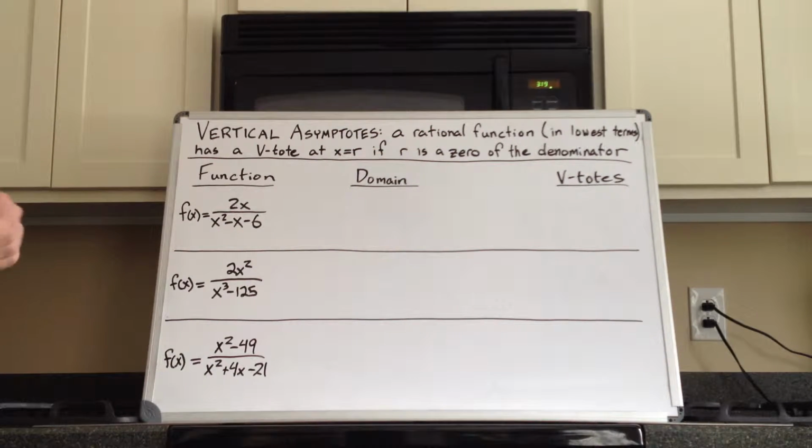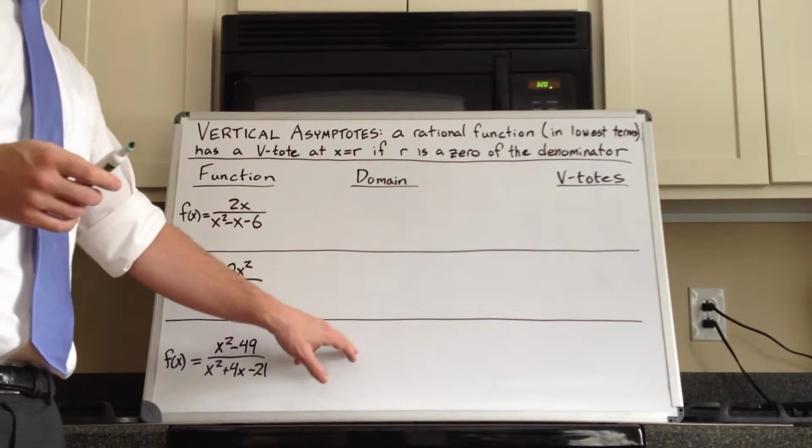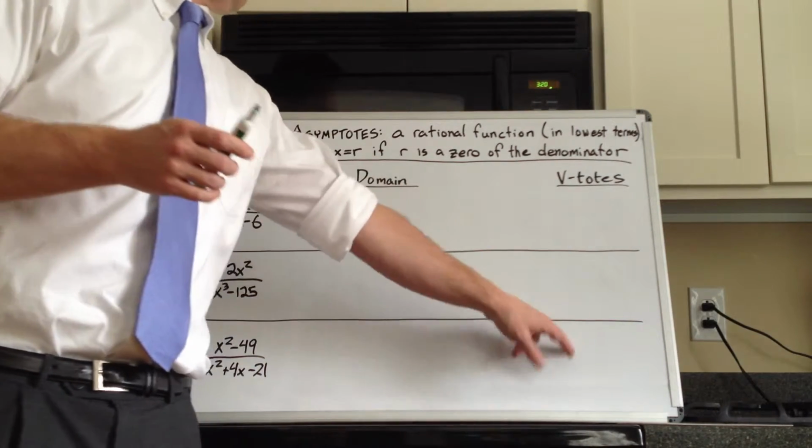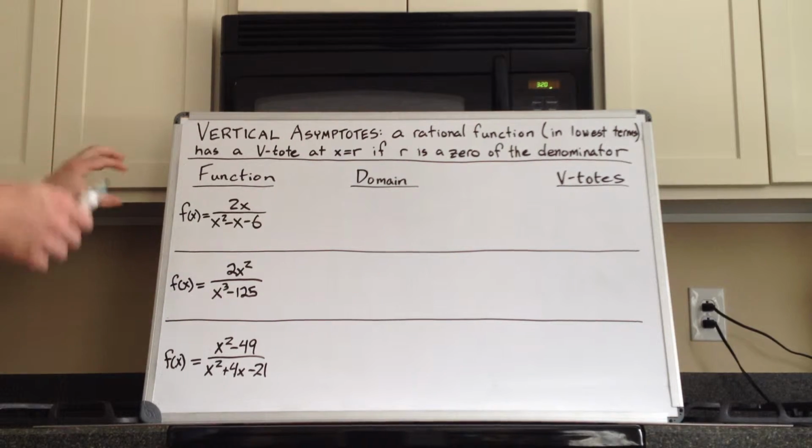This video is about how to find vertical asymptotes of a rational function. So we have three rational functions here. We're going to find the domain of each one, and then we're going to find the vertical asymptotes of each one. A rational function in lowest terms has a vertical asymptote at x equals r if r is a zero of the denominator. So let's look at this first function here.